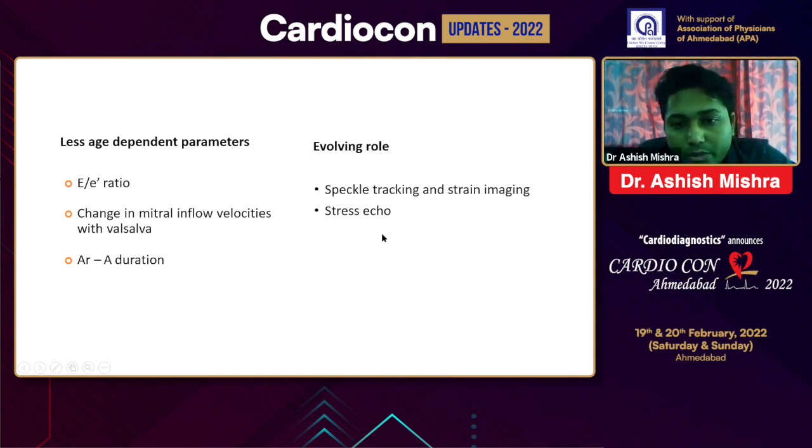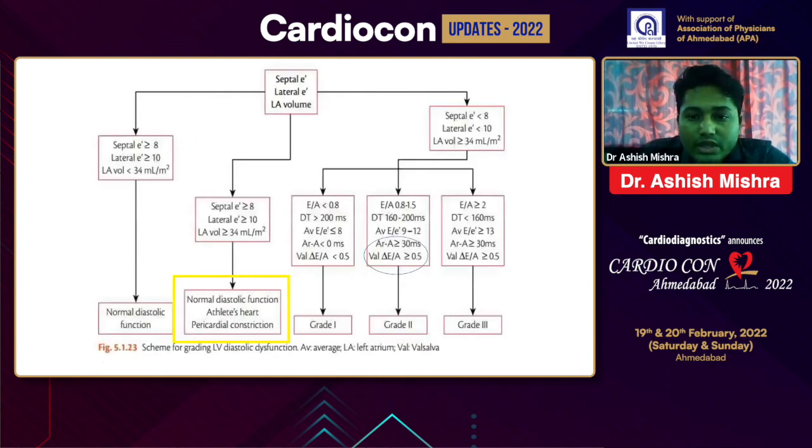Also, there is a complementary role of speckle tracking, strain imaging, and stress echo in the assessment of diastolic dysfunction, which is beyond the discussion of today's talk. Of the many variables utilized in assessing LV diastolic function, the E by E dash ratio, septal and lateral E dash velocities, E by deceleration time, and the AR duration and A wave duration difference are very important.